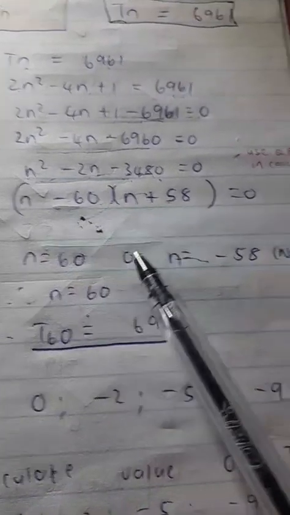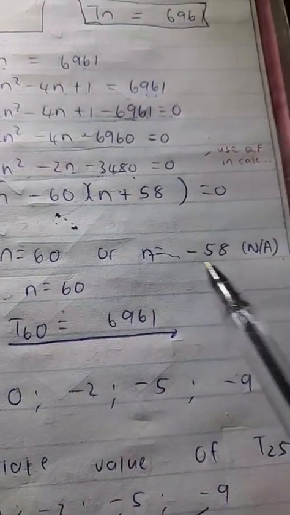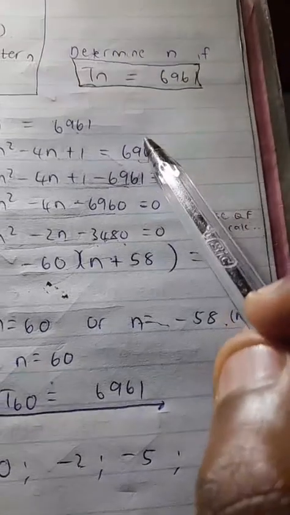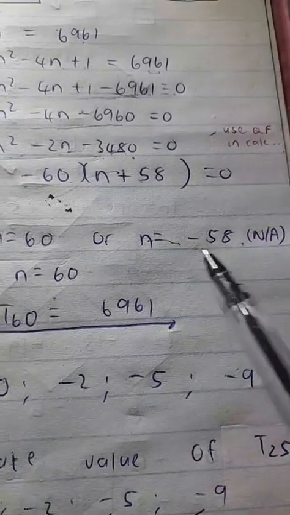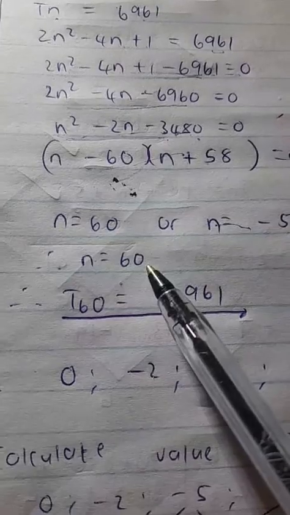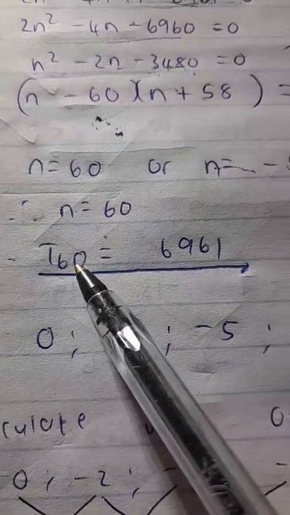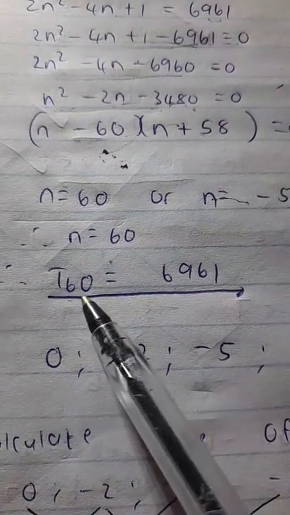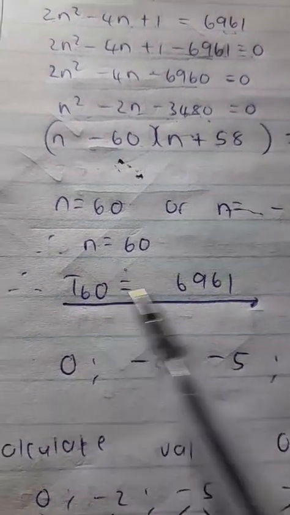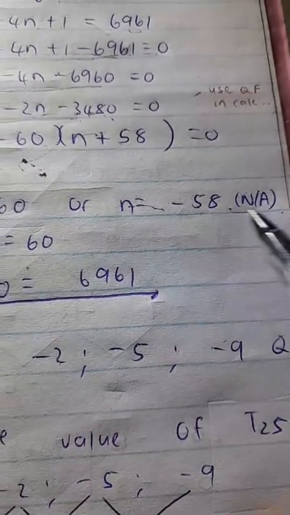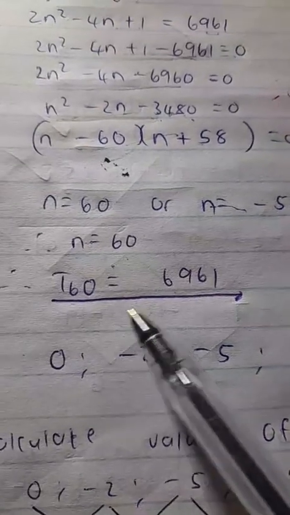Then two answers. n is equal to 60 or n is equal to negative 58. But we know that the position of this particular term can never be negative, of course, because all positions are natural numbers. So n has to be 60. That means term 60 is equal to 6,961. We conclude in that fashion. Even though we have obviously excluded this negative value, this is what we need to ensure that we have at the very end.